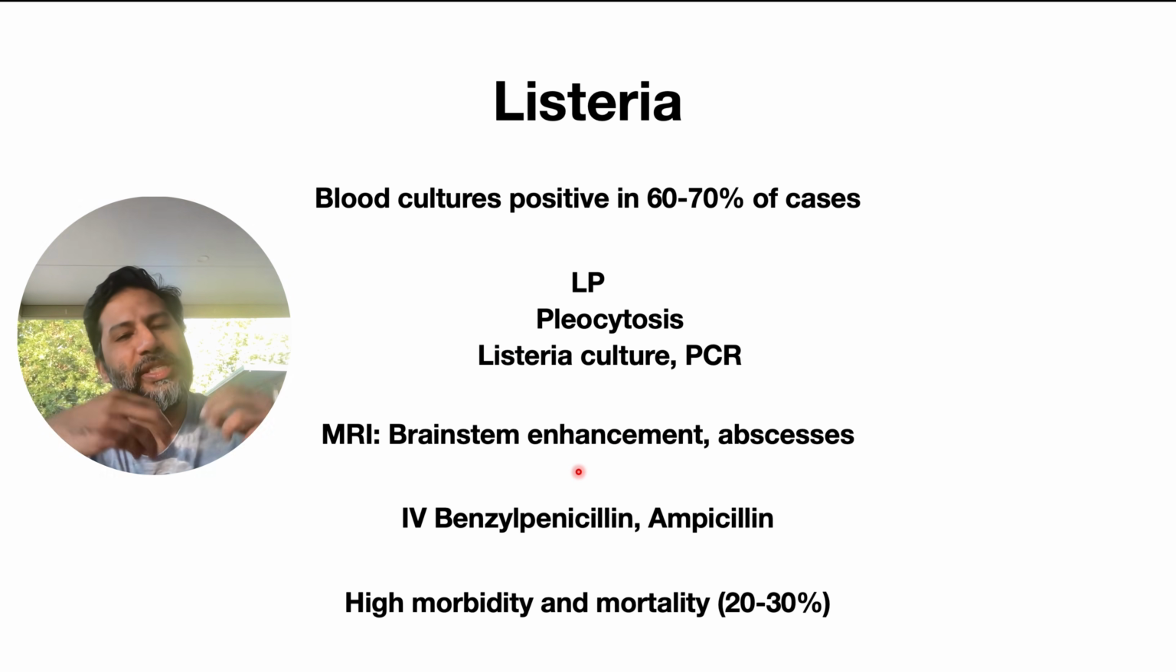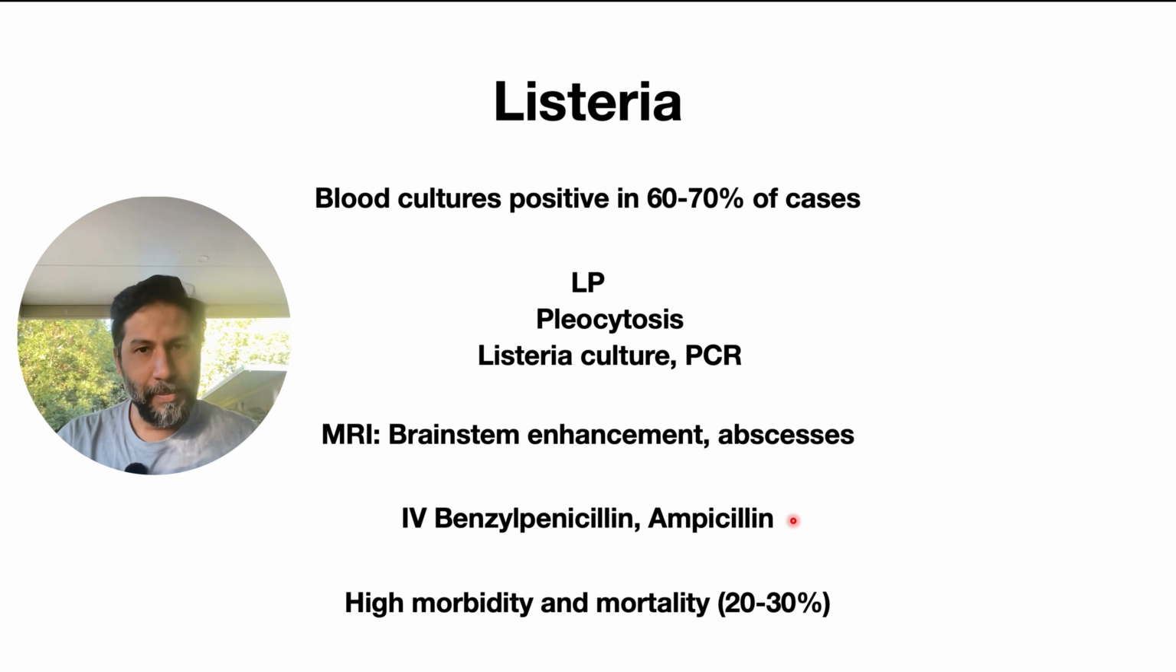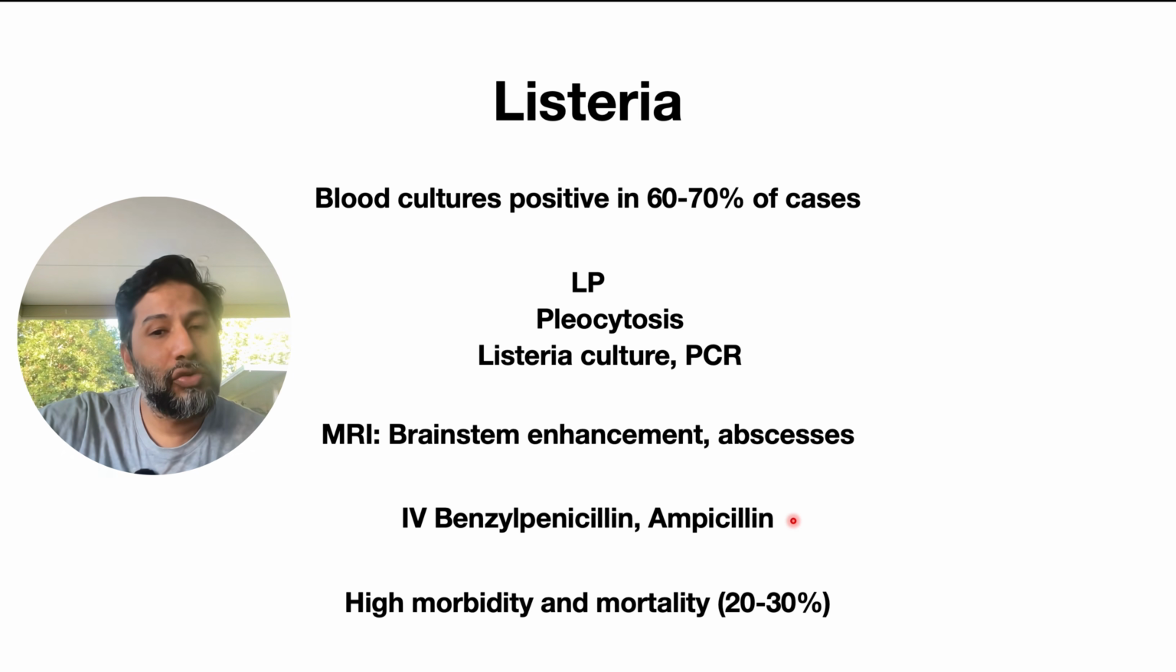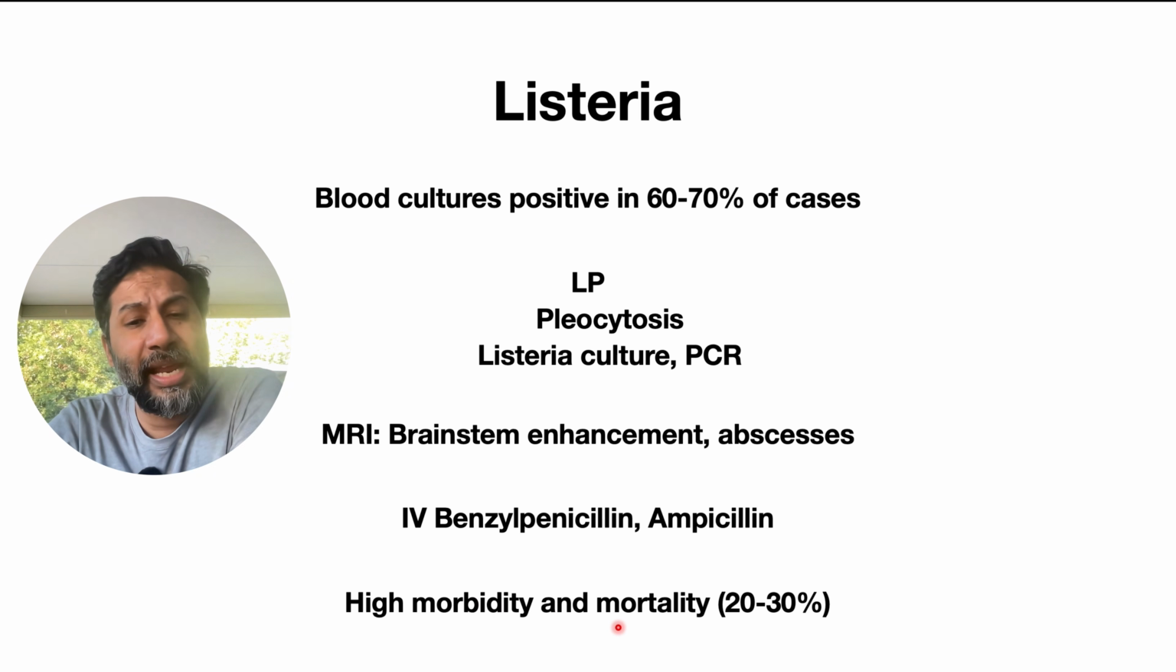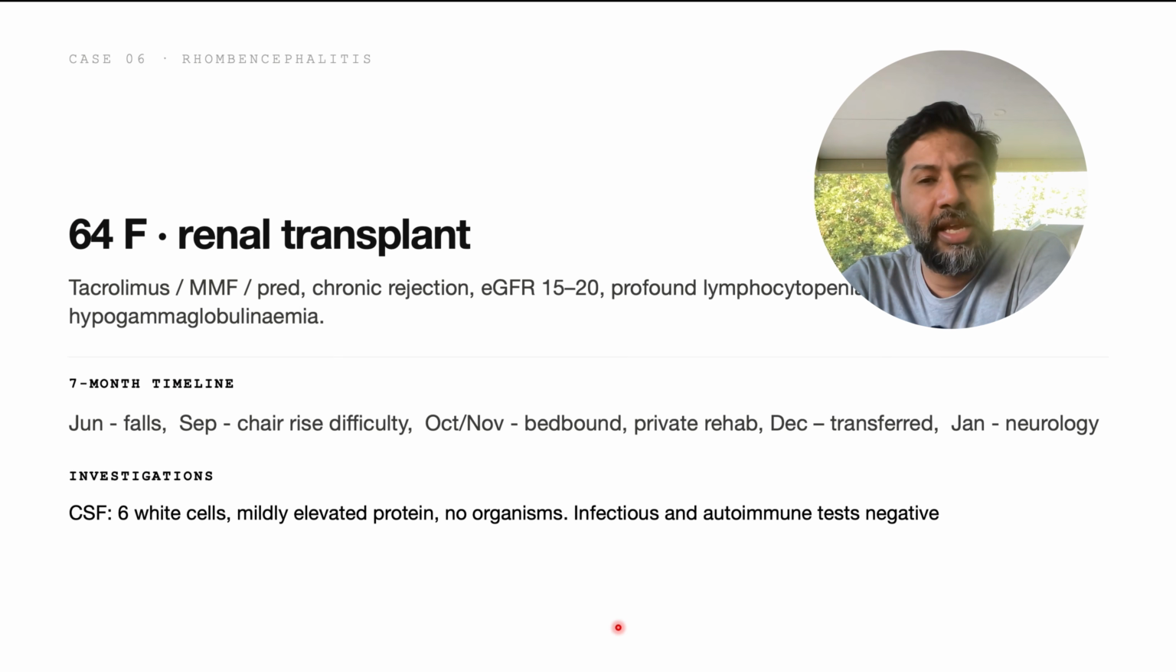And in the brainstem, we're seeing enhancement, little abscesses, and we want to treat these patients with benpen or ampicillin. And that's why when you are covering someone for a meningitis, you usually would start ceftriaxone, 2 grams BD. But if they are immunocompromised, pregnant, they have the risk factors, we add Listeria coverage as well. And despite that, it can still carry a very high morbidity and mortality.